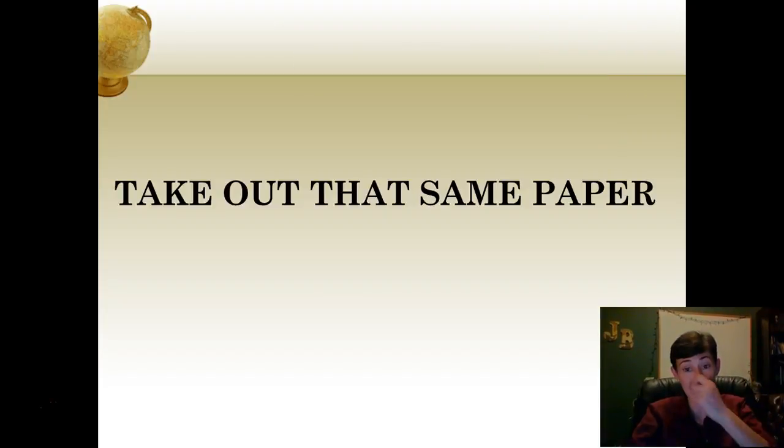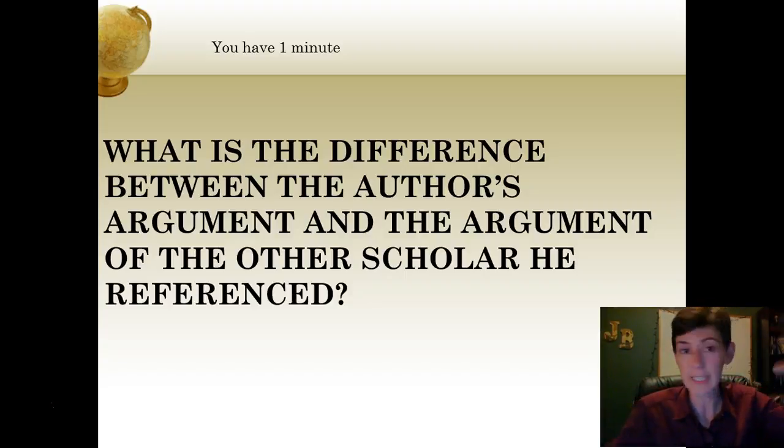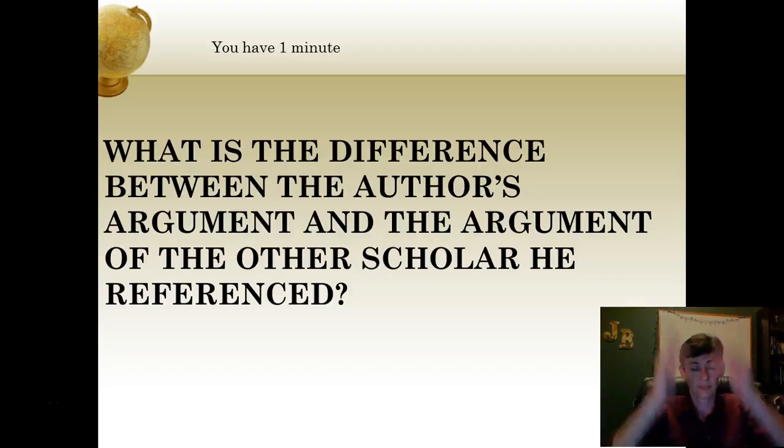All right. I want you to take out that same sheet of paper that you had before, that you were writing the other information on. And now I want you to tell me the difference between the author's argument and the argument of the other scholar he referenced. He talks about there's this one viewpoint, and then he says that he can't see it the same way. What is the way that he sees it? And then what is the way that the other scholar saw it, that he's saying he just can't see that way? You have 1 minute, so time yourself, and then pause the video.